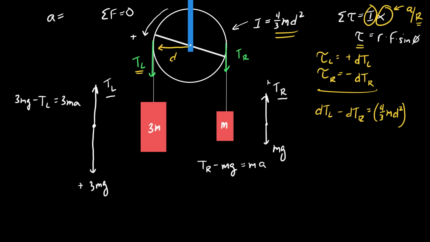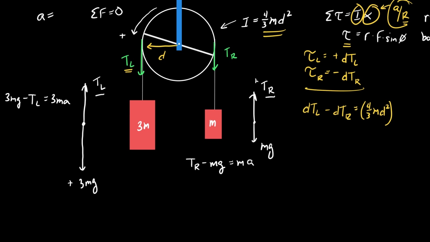And now we need this substitution to put it in terms of the linear acceleration, not the angular acceleration. But again, not r. R represents the radius in this problem, which is still d. So that's going to be a over d. I know it's a lot. That's why we're being nice and slow.